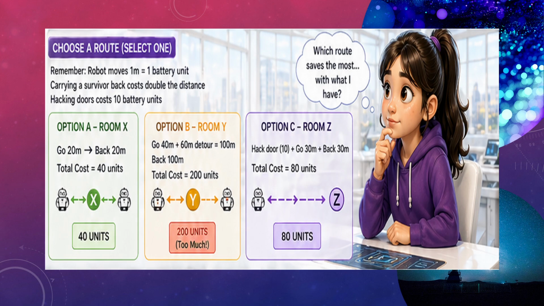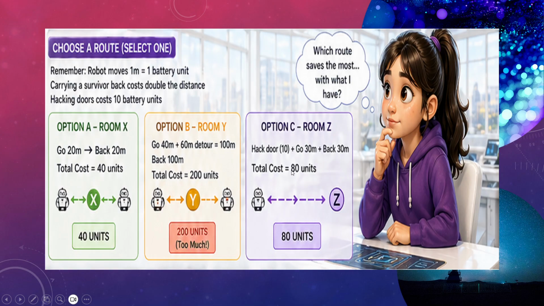constraint: the robot will be going to the survivor, and while coming back it will again be utilizing battery units. Carrying a survivor back costs double the distance. Understood? So for option X, the units utilized would be double: 20 meters to go and 20 meters to come back, which is 40 units. Room Y, 100 meters as we saw because of the detour, so 100 plus 100 would be 200 units.